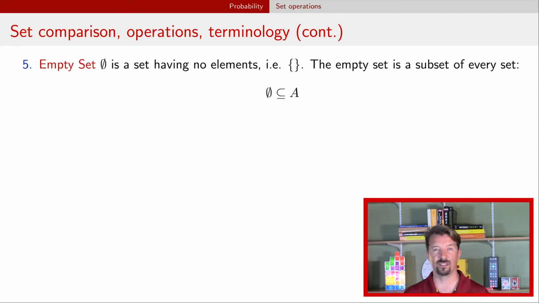And so therefore, this empty set is represented by sort of a circle with a slash through it. The empty set is a subset of every other set A. If A had any element in it, then it would be a proper subset.